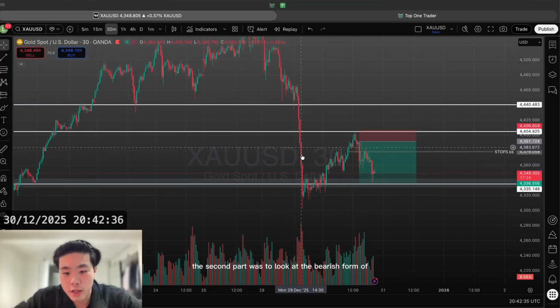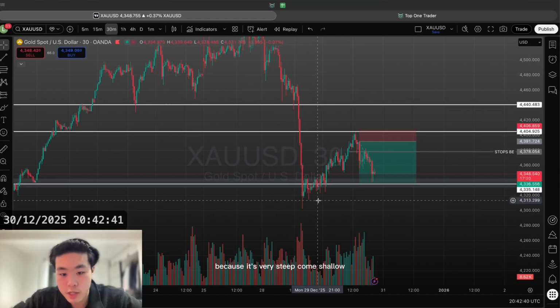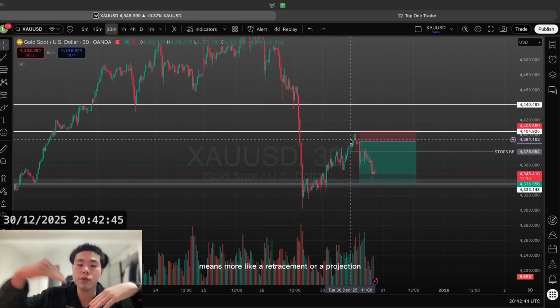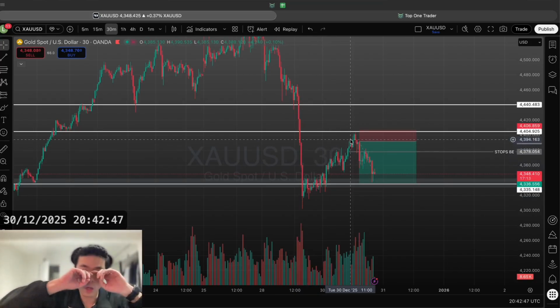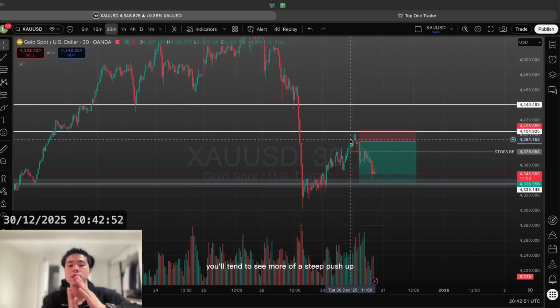The second part was to look at the bearish form of momentum, and you know that you're in a bearish market because it's very steep, then comes shallow. Shallower means more like a retracement of price action rather than a pullback or a reversal. If it's a reversal, you'll tend to see more of a steep push up and then the retest down to create a support to then start pushing you up. Whereas here you can see price action is very steep, with a shallow recovery to then continue the path down.